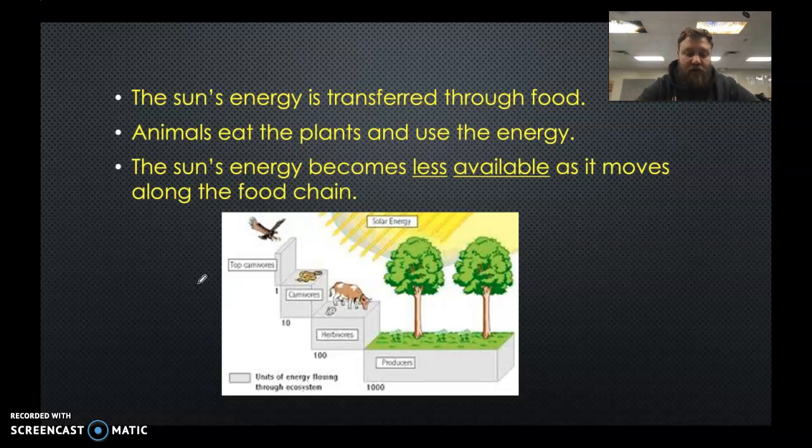But as you go from your producer to your primary consumer, secondary, tertiary, and then quaternary, you may get to a fifth, but usually not, less and less energy becomes available as you go up each one of those. Really, only about 10% of the energy is available each time you go up a trophic level. So let's say I eat a plant with 100 calories, only about 10 of those calories are actually going to move on if something were to eat that. So 10% is the rule.